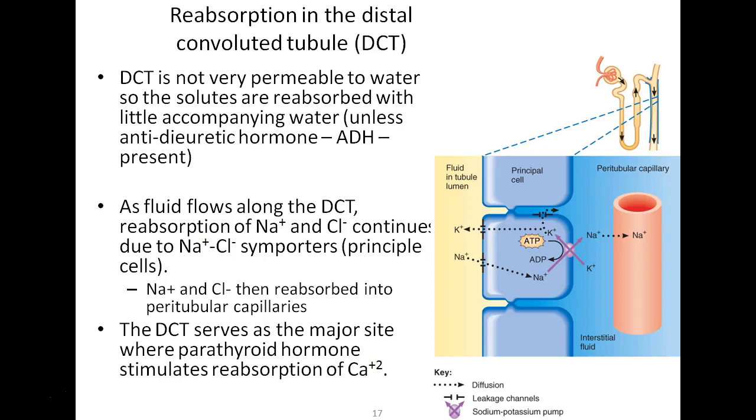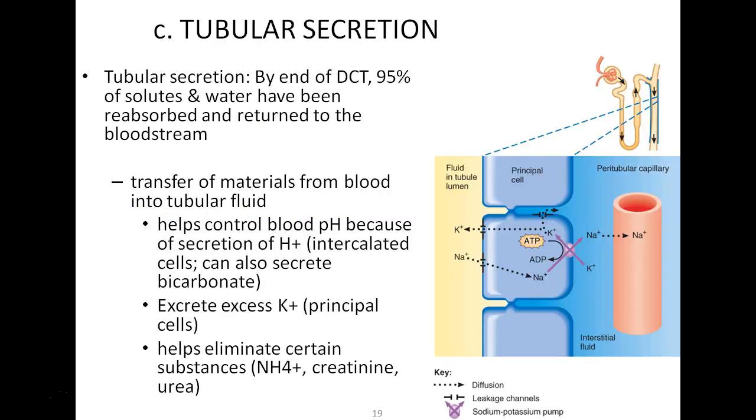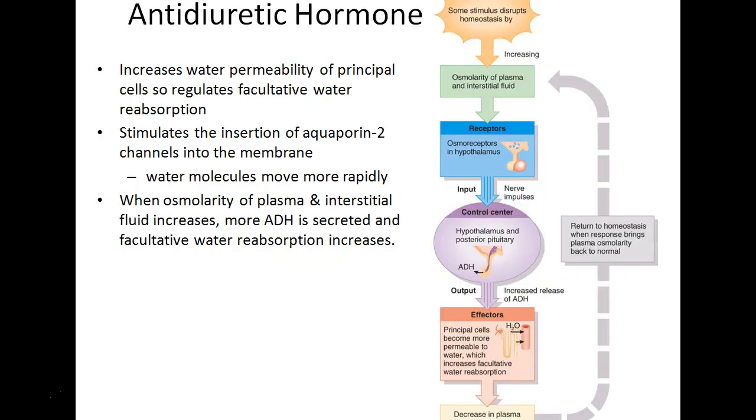The distal convoluted tubule serves as the major site where parathyroid hormone is going to stimulate the reabsorption of calcium ions. By the way, it's also worth noting the collecting duct. The collecting duct does a little bit of reabsorption as well. We're going to get water reabsorbed in our collecting duct. Also a little bit of sodium, potassium, and bicarbonate and chloride ions.